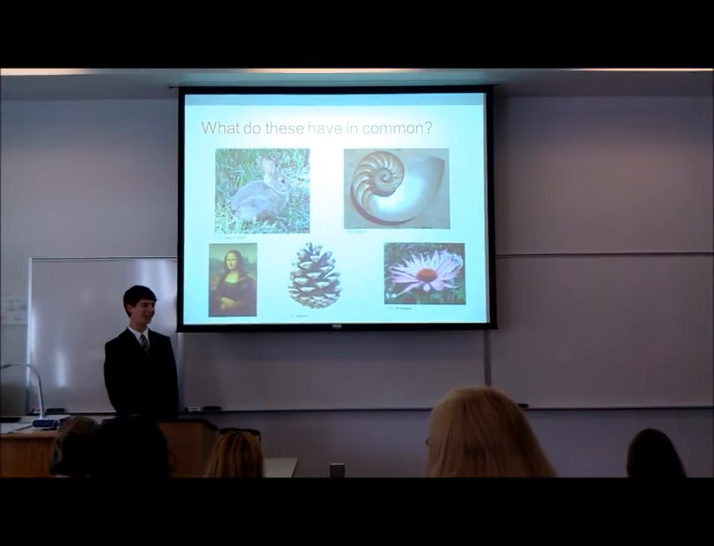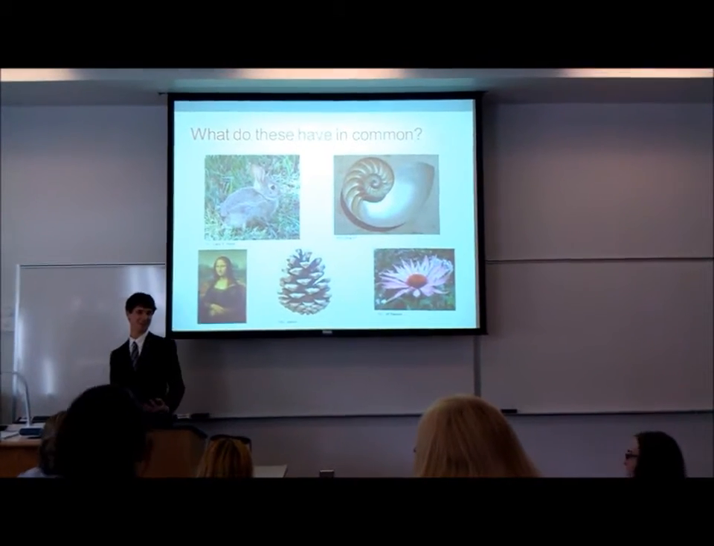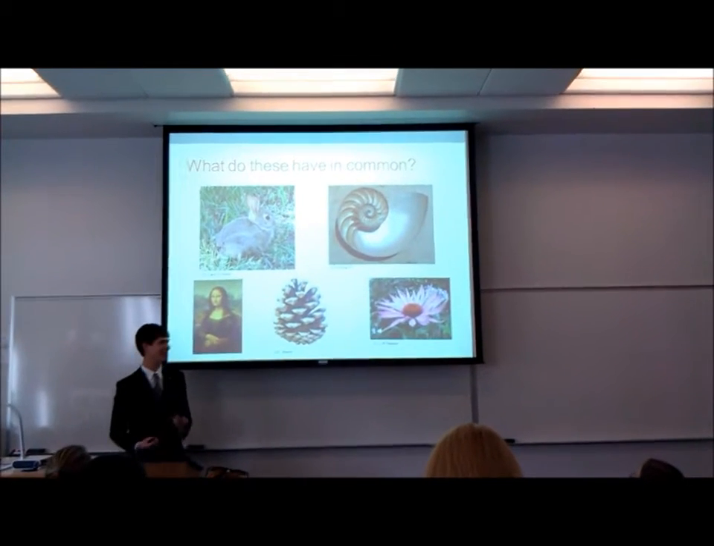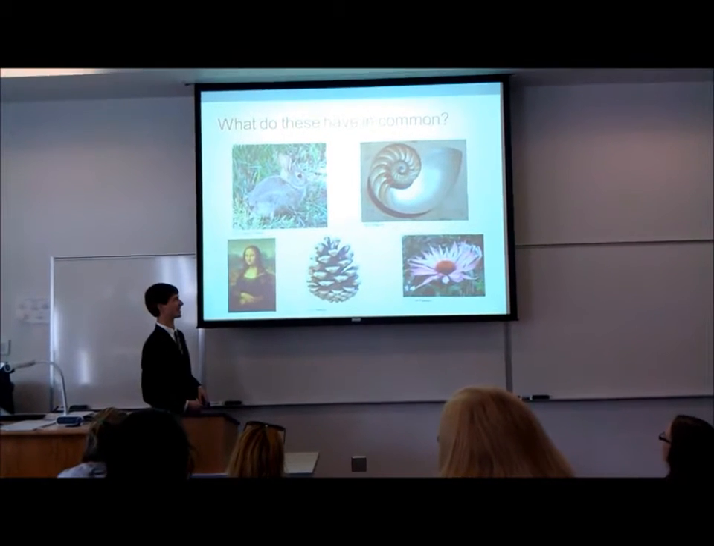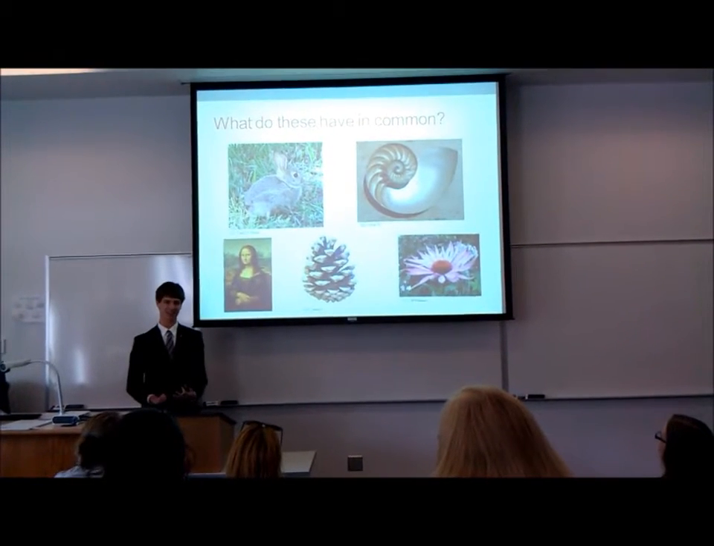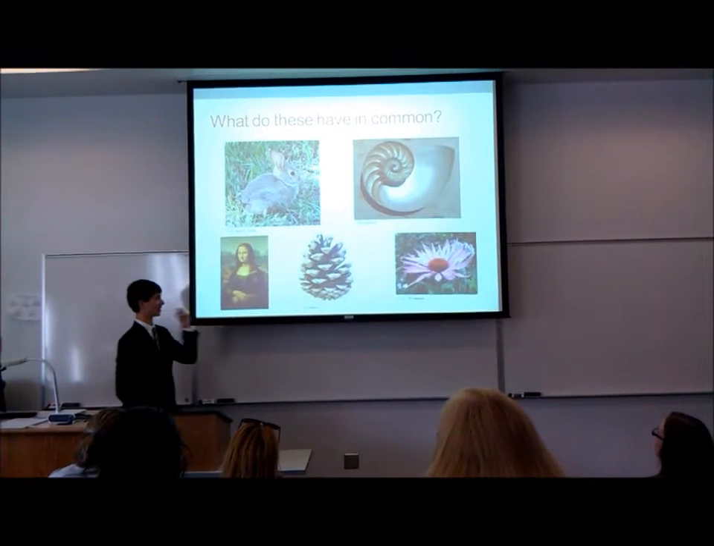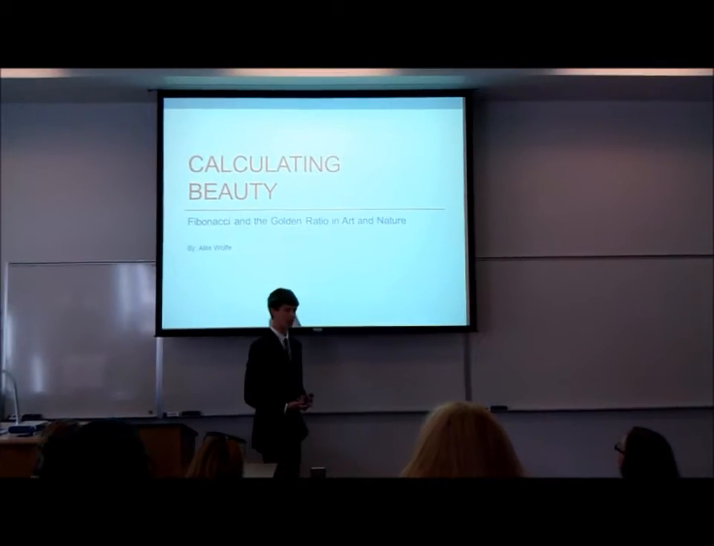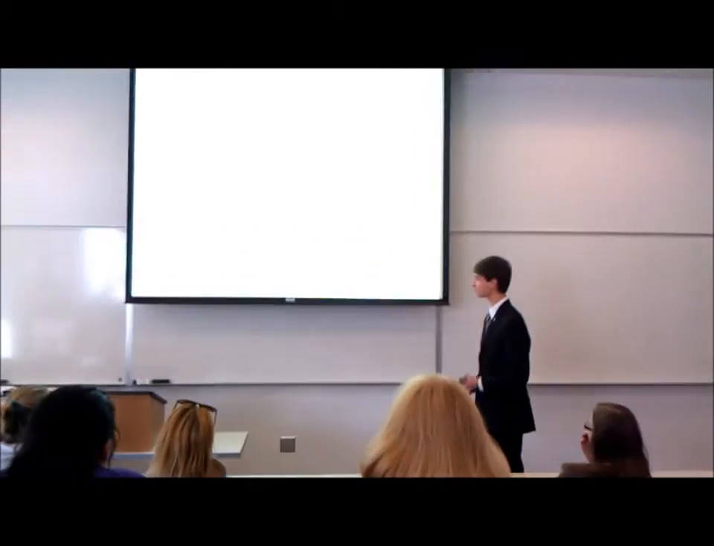Good afternoon, everybody. As she said, I'm a math major, not an art major, but today the subject is where math shows up in art and nature, which I think is really nifty. As you were walking in, you probably noticed this big slide up here. What do all these things have in common? That's basically what we're talking about today: Fibonacci numbers and the golden ratio in art and nature. And we're going to get into what exactly those two things mean.